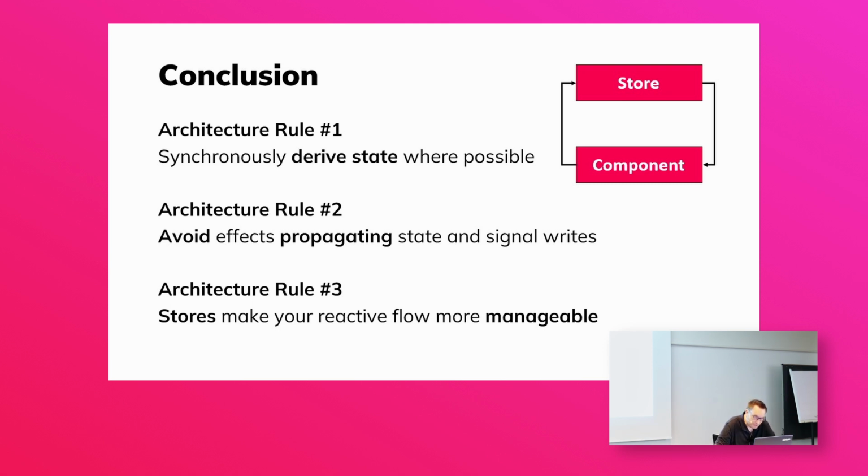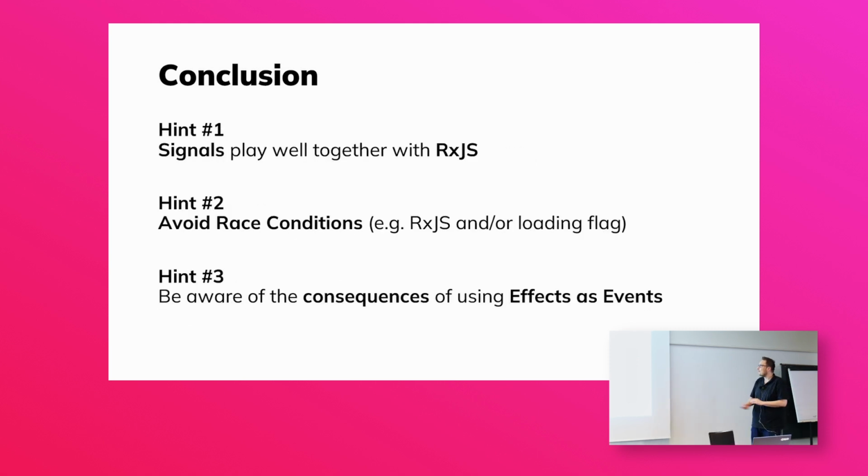So let me just give you a simple example. For avoiding propagating state, you can derive the state synchronously, or you can delegate to a store that does something in an asynchronous manner. Here we have this good old idea of the unidirectional data flow that shows why the store is also here a missing link. And here we have 3 further hints. Signals play well together with RxJS, avoid race conditions, and be aware of consequences of effects and events.